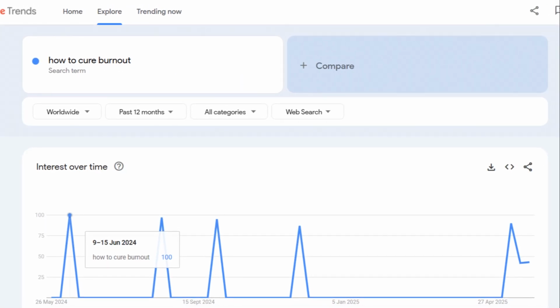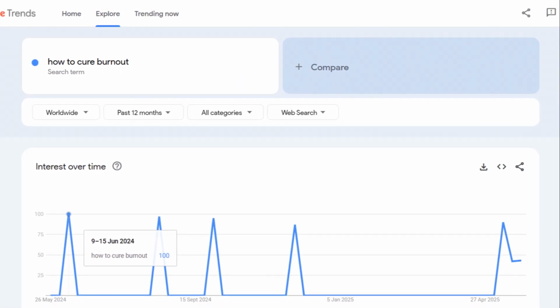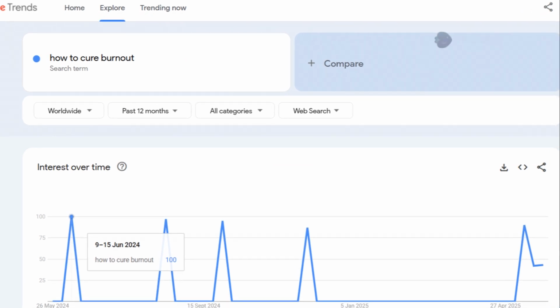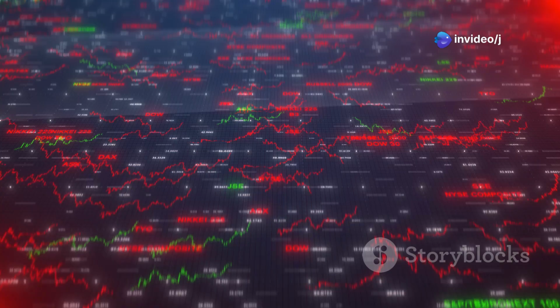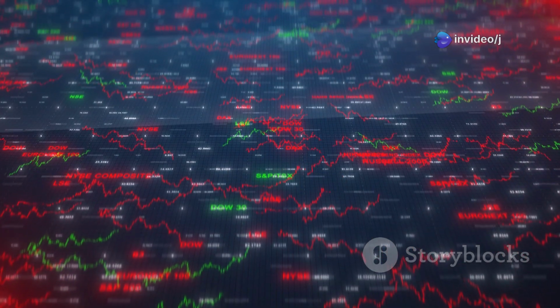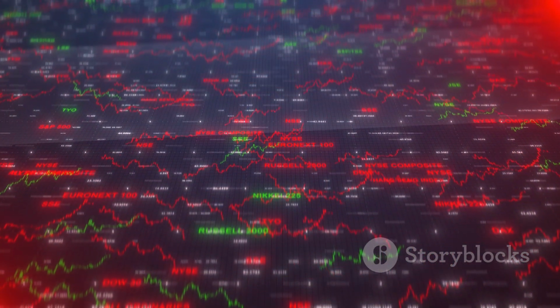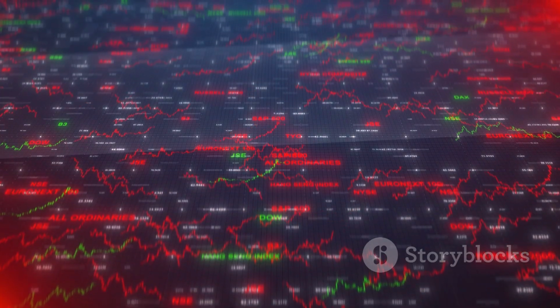In fact, specific queries like how to cure burnout skyrocketed during that time, reflecting a surge in interest in mental well-being and burnout recovery. This shows how comparing related terms can reveal emerging interests that might not be obvious from one search term alone.